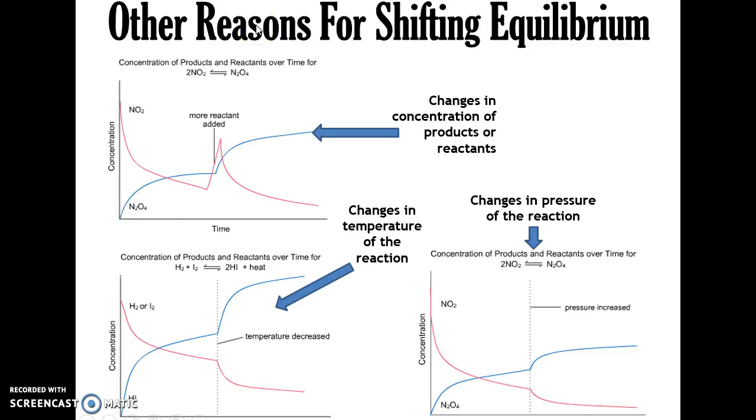There are several other reasons for shifting equilibrium. For example, we have been talking about changes in concentration of products or reactants. Changes in concentration of products or reactants will shift equilibrium, but so will changes in temperature and pressure. If we have a temperature increase or decrease, or a pressure increase or decrease, that will shift our equilibrium.